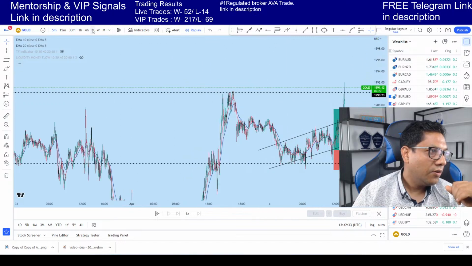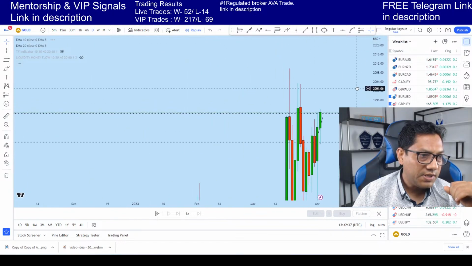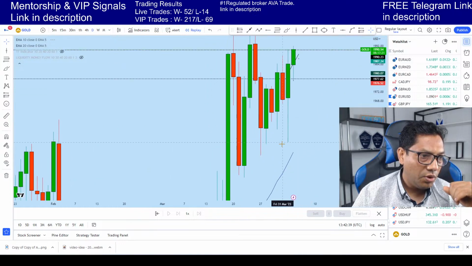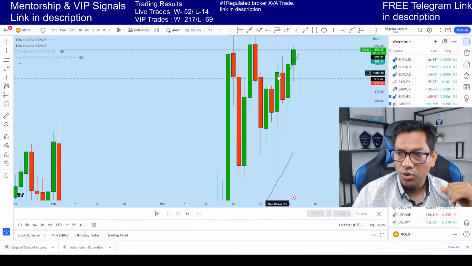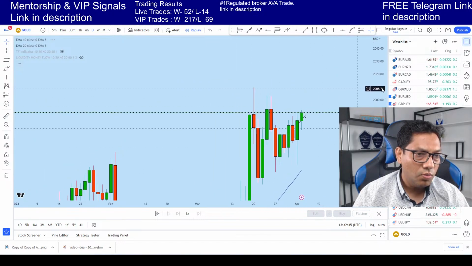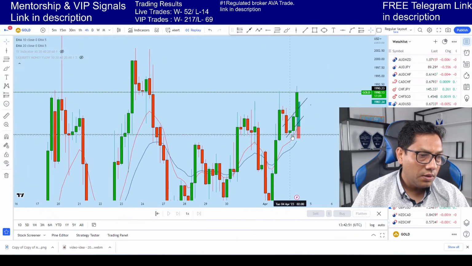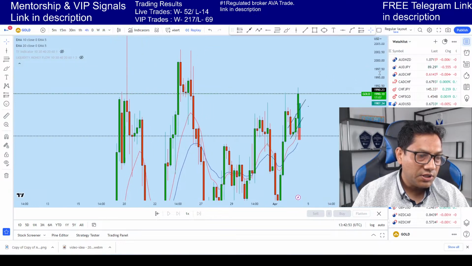So you see that from the daily price action, after the previous day's big liquidity grab, gold has started to move to the upside. This is a bullish price action which is going on now.